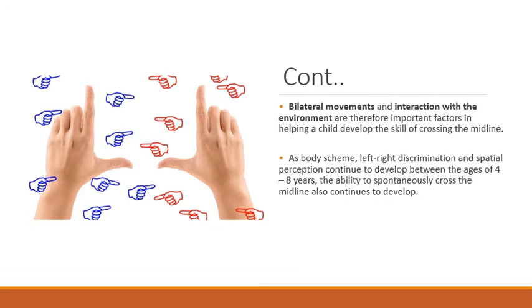Bilateral movement and interaction with the environment are therefore important factors in helping a child develop the skill of crossing the midline. As body scheme, left-right discrimination and spatial perception continue to develop between the ages of 4 to 8 years, the ability to spontaneously cross the midline also continues to develop.